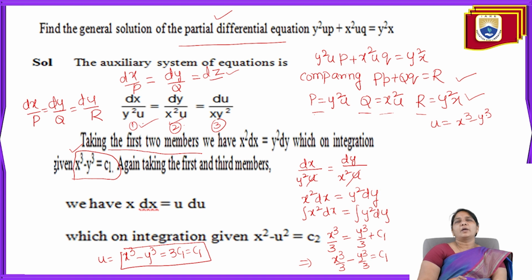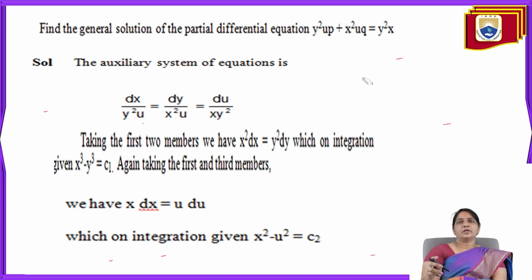Now I am going to get the second solution. I got the first solution, u equal to x cube minus y cube. Now I am going to get the second solution. So here I am taking the first member and the third member. What is the first member? dx by y square u equal to du by xy square.